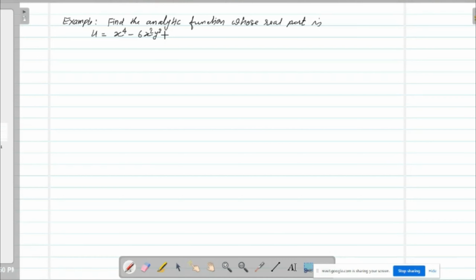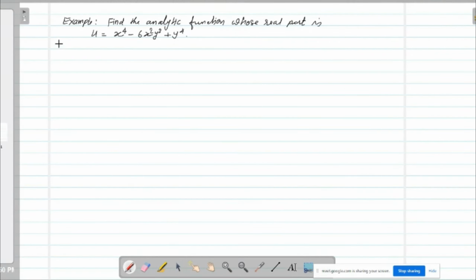Example. Find the analytic function whose real part is u equal to x raised to 4 minus 6x square y square plus y raised to 4. This problem is given to you and we have to find out the analytic function.